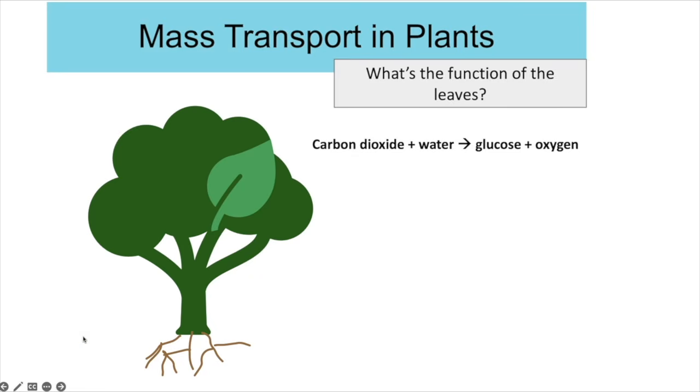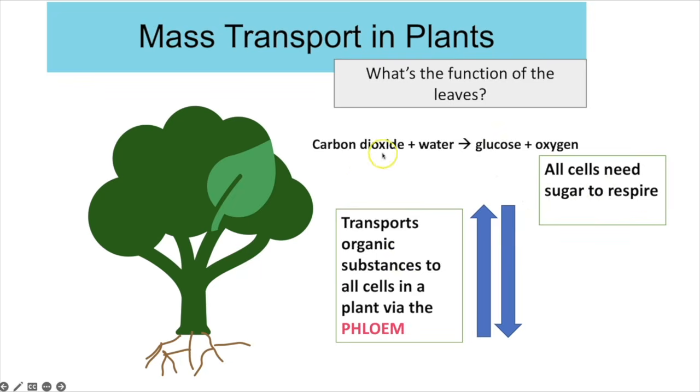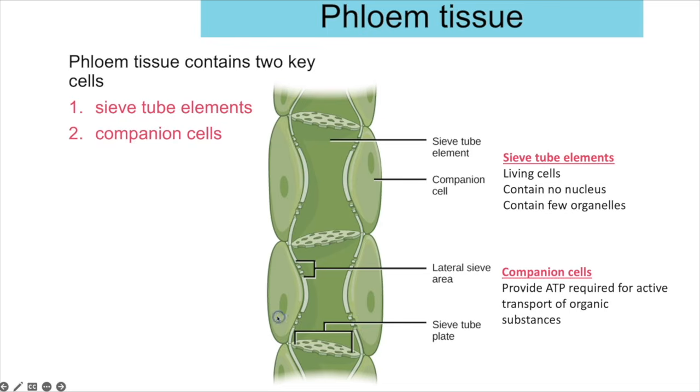Next then we're going to have a look at the mass transport of organic substances in plants. So these are, for example, sugars such as glucose or sucrose that are made from the photosynthesis of a plant. And those sugars are needed for respiration. So it's important that although the sugars, organic substances, will be made in the leaves, they can be transported up and down the phloem to any respiring cells in the plant.